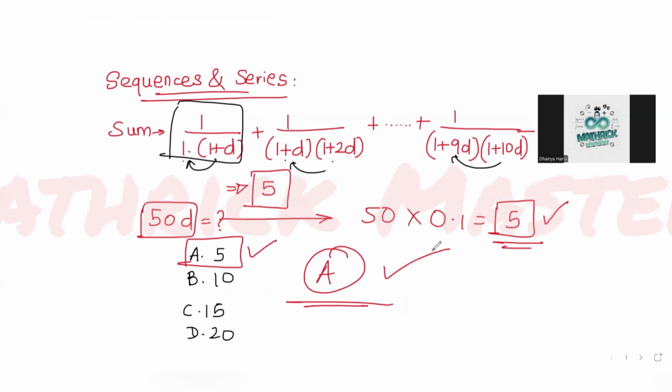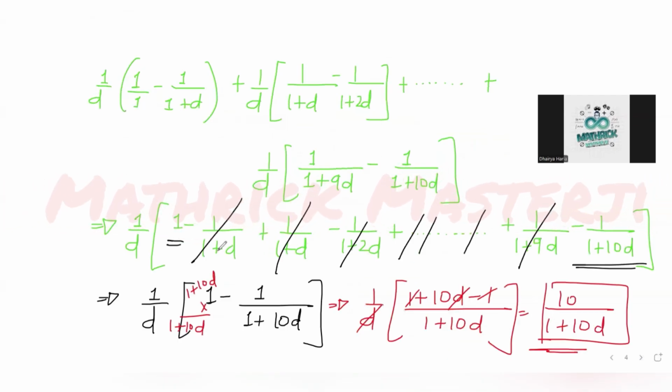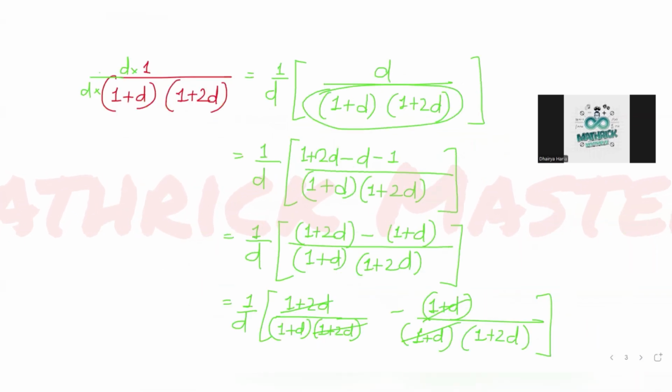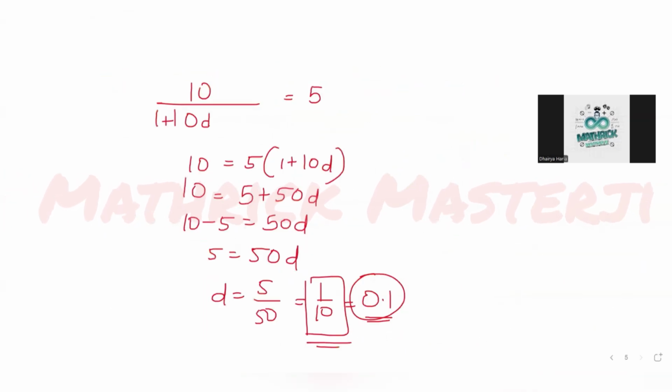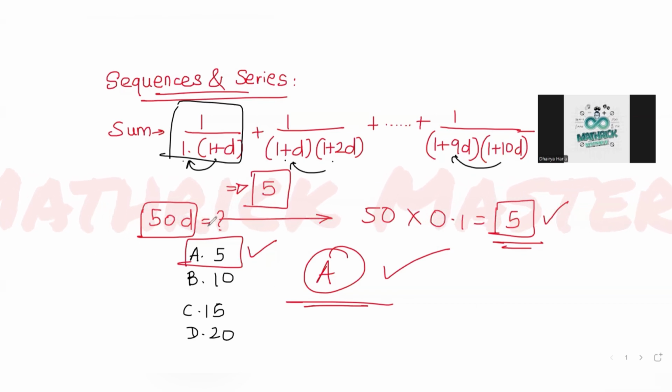I hope you have understood how to solve this type of questions, which deals with the concepts of sequences, particularly arithmetic sequences in this question. So we just figured out the pattern, and once we figured out the pattern, we just added all the terms, which cancelled all my terms except my first and last term. Simplifying that gives me this, equating that with 5 gave me d as 0.1. And once I got d, I just have to figure out the value of 50d. So 50 times 0.1 makes it 5. So that makes your answer choice A as the correct one.